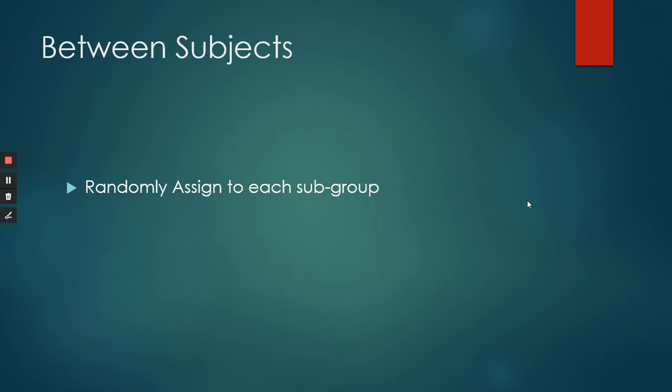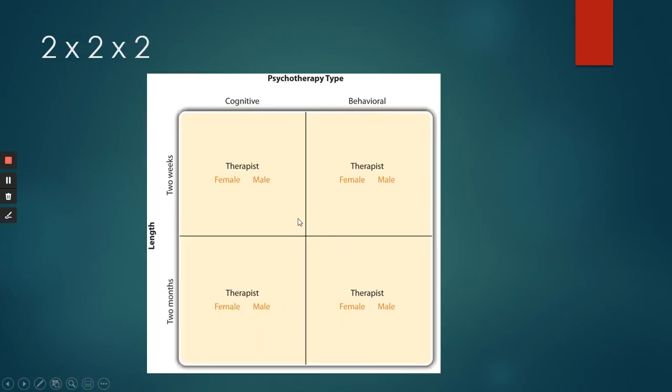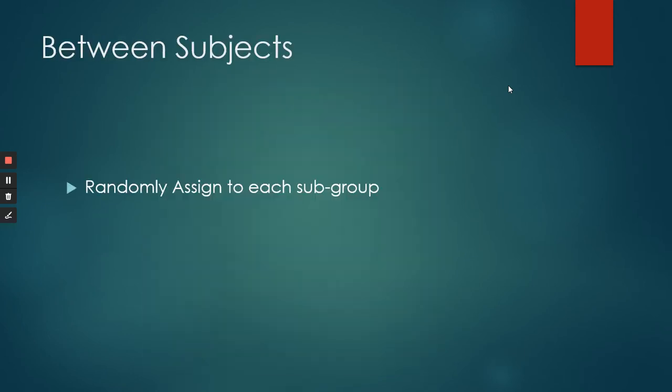The book also goes a little bit over between subjects and within subjects. Just a review: between subjects is if you're randomly assigning people to subgroups. If you're randomly assigning people to a therapist who is male versus female, that's a between subjects design. They also go over within subjects, which is when everybody gets exposed to all levels of the IV. That happens sometimes in factorial designs.